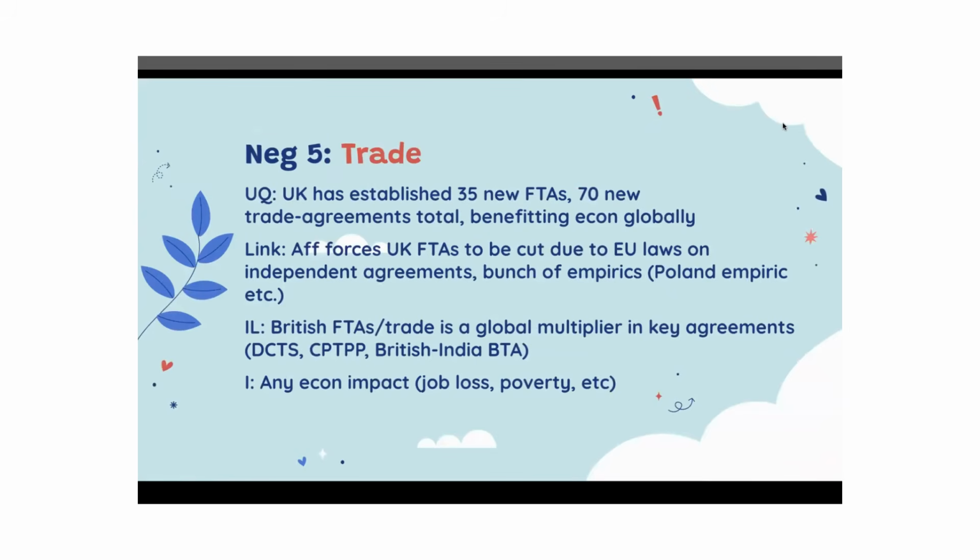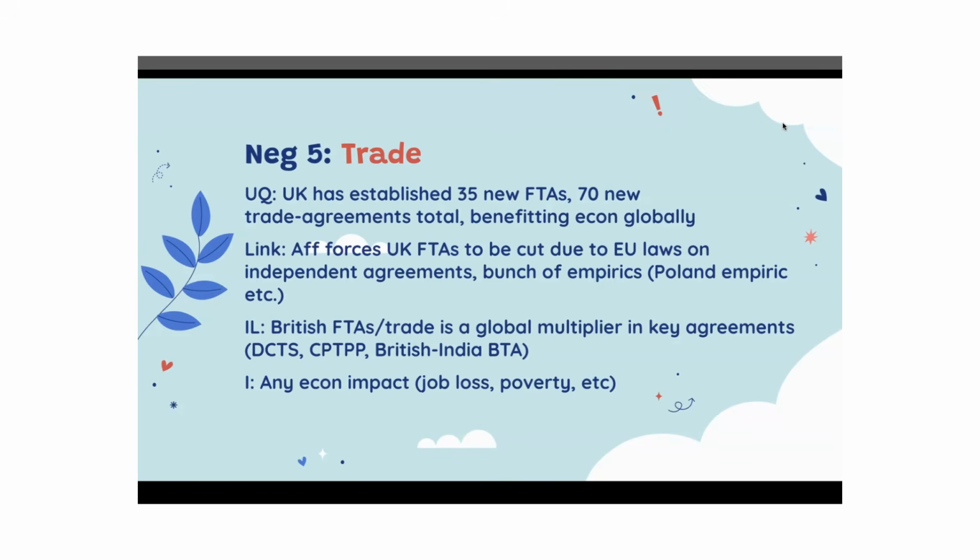Awesome. Fifth and last contention is trade. So post Brexit, the UK has established actually 35 new FTAs and 70 new trade agreements in total. Some sources might say a little bit differently because it's sometimes blurry as to what's an FTA and what's not an FTA. So they've increased their global presence. The link is that affirming forces UK FTAs to be cut due to EU laws on independent agreements.